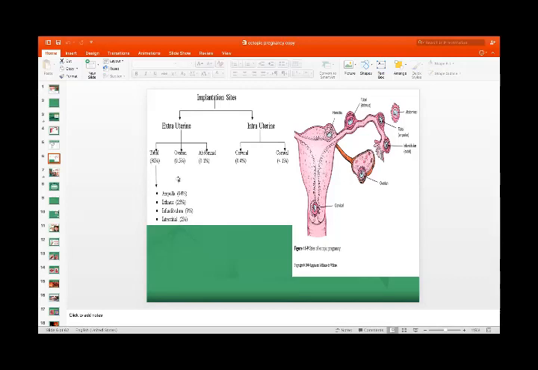So tubal pregnancy is further classified according to the site of implantation inside the tube. As you can see over here, this is the cervical pregnancy. This is the interstitial, that part of the tube which passes through the uterine wall. This is the isthmus. This is ampullary, and this is the infundibular pregnancy. And this is the ovarian ectopic.